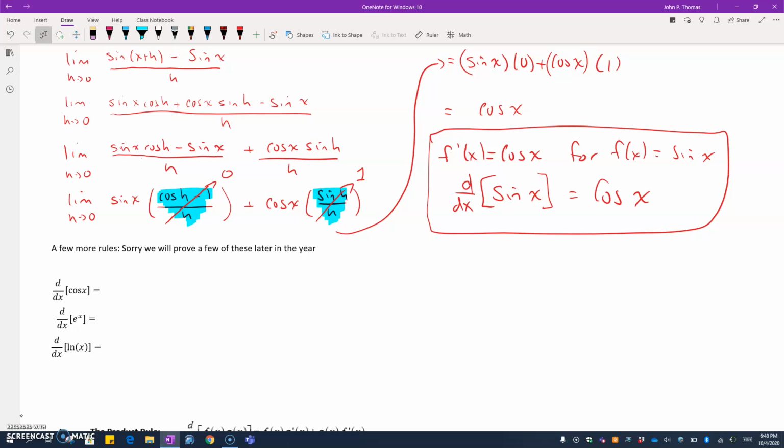So if I go in on these, I'm right now just going to tell you what they are. So derivative of cosine x is negative sine x. Derivative of e to the x is e to the x. And derivative of ln of x is 1 over x.